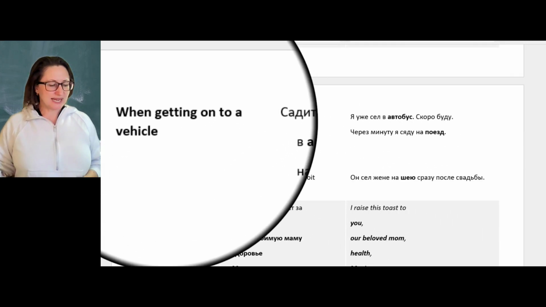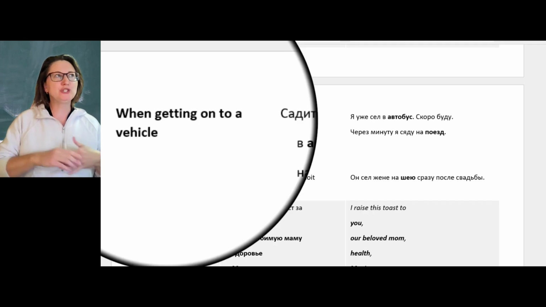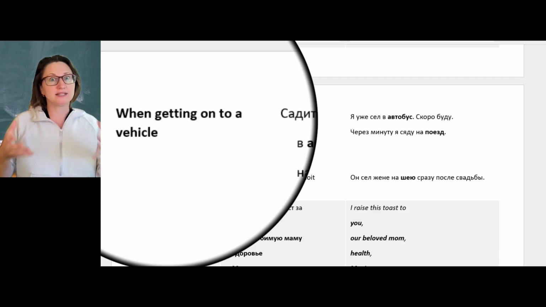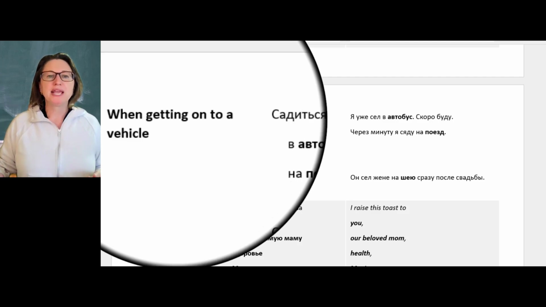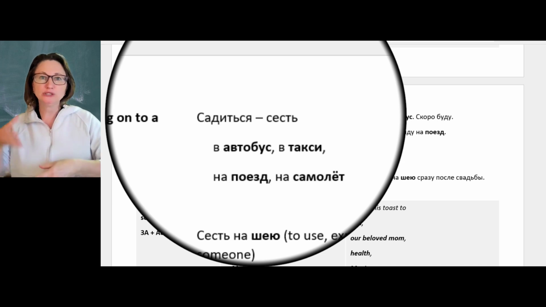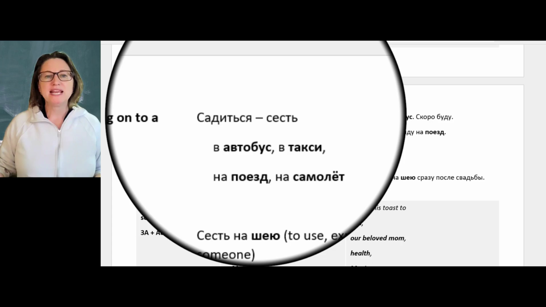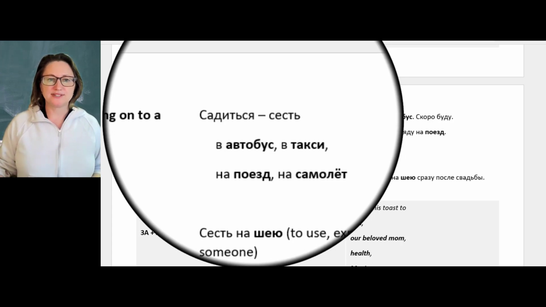Then the next one I added because it's a pretty simple one, but in English you use a different verb. When you get on a vehicle, like I got on the bus, you actually use the verb to get on a train, to get on a plane. In Russian, we use the verb садиться, сесть, which means to sit down. So literally we're saying we're sitting down into the bus, into the train, into the plane, and so on. So we say в plus accusative.